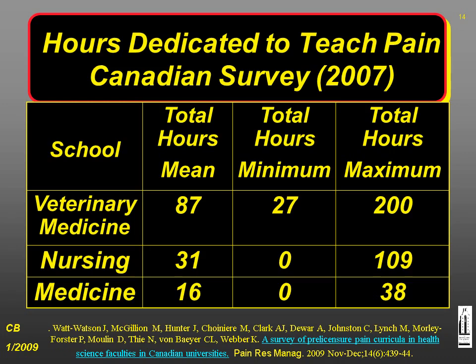Veterinary students received an average of 87 hours. The range was 27 to 200 hours. Nursing students received an average of 31 hours, with the range of 0 to 109 hours. Medical students received an average of 16 hours. The range was 0 to 38 hours.